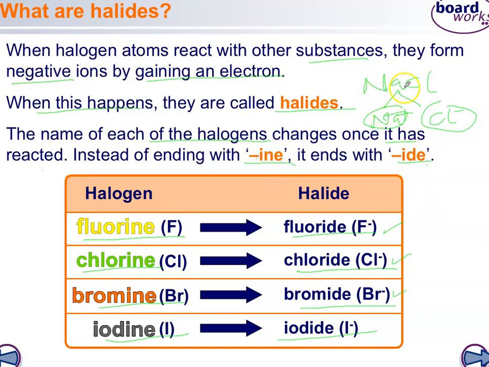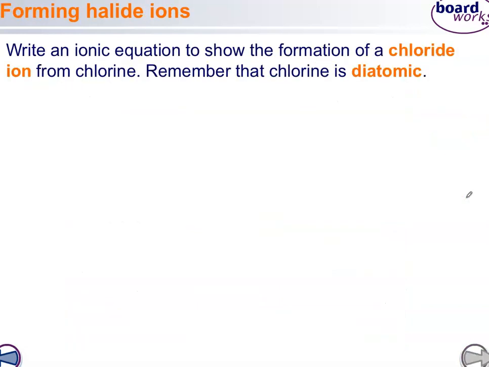Now, if sodium reacts with chlorine to form sodium chloride, what are we going to get when potassium reacts with chlorine? Pause the video and write it down. Of course, we are going to get potassium chloride. Now, forming the halide ion.